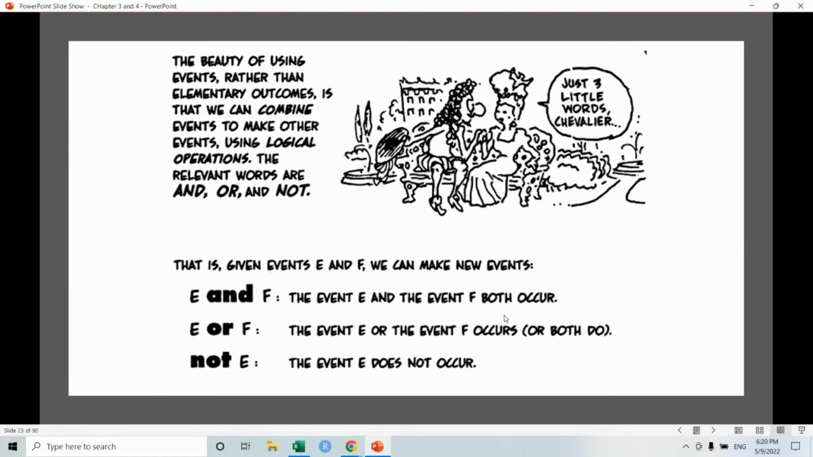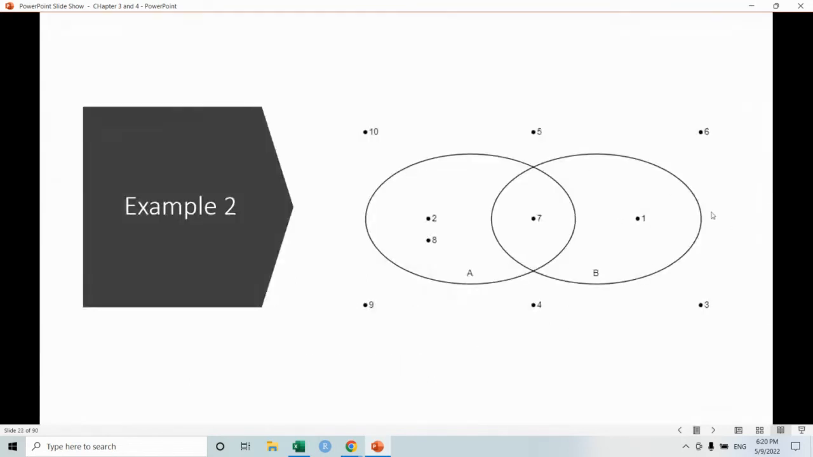So the relevant words are and, or, not. If you know anything about electrical engineering or integrated circuits, this draws back onto binary logic, but we're going to learn how they really represent in statistics. Given two events, E and F, we can make new events. We can determine E and F, the event that E and the event F both occur. We have E or F, the event that E or the event F occurs, or both do. So basically everything in both circles.